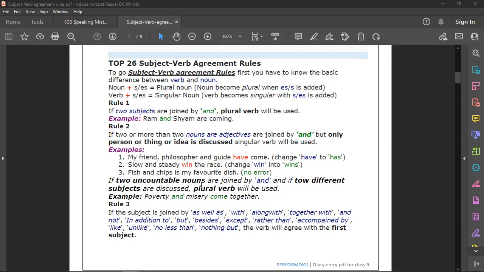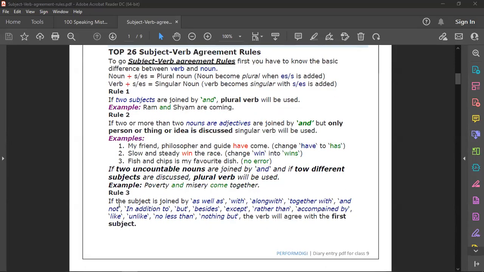Then if two uncountable nouns are joined by and, if two different subjects are discussed, plural verb will be used. Same goes for the rule I discussed up. The and দিয়ে যদি দুটি different subject কে বোঝায় বা different কিছু discuss করে, বিষয় নিয়ে বলে, then it will go for the plural one. আর যদি দুইটা and দ্বারা যুক্ত but similar thoughts use করছে, similar subjects use করছে, বা ওই ব্যক্তিটা সম্পর্কেই বলছে, so it will cover singular.